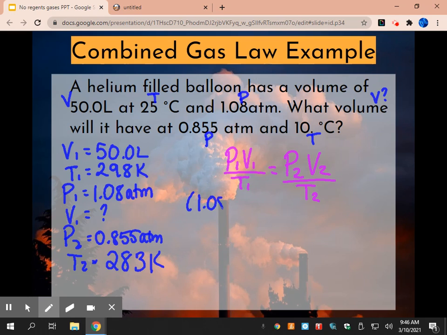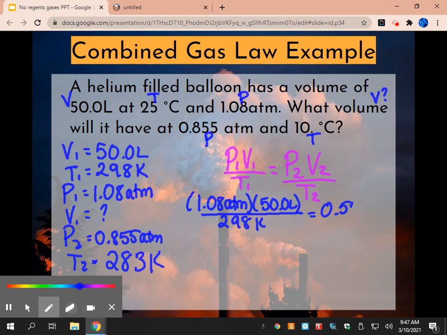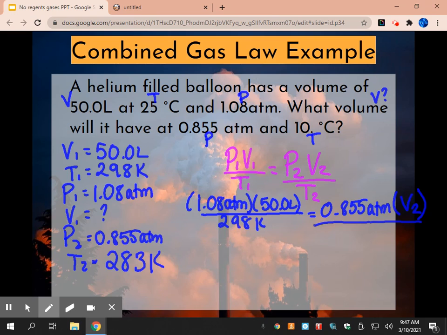P1 is 1.08 atm, 50 liters for our V1, divided by 298 Kelvin is equal to 0.855 atm. The V2 is our question mark, so that's the variable we're looking for, divided by 283 Kelvin.